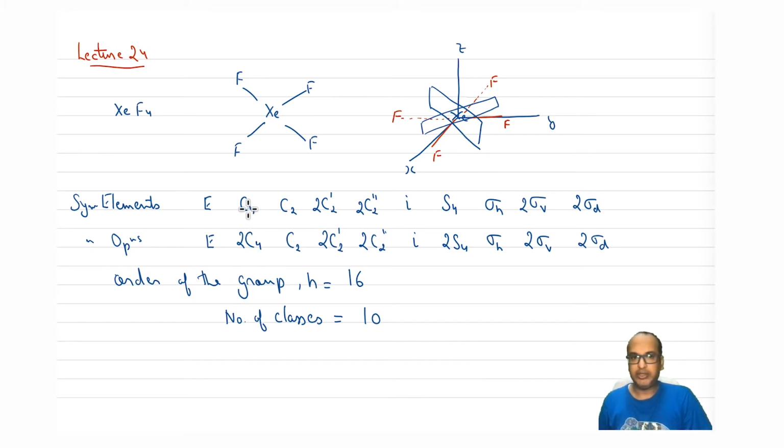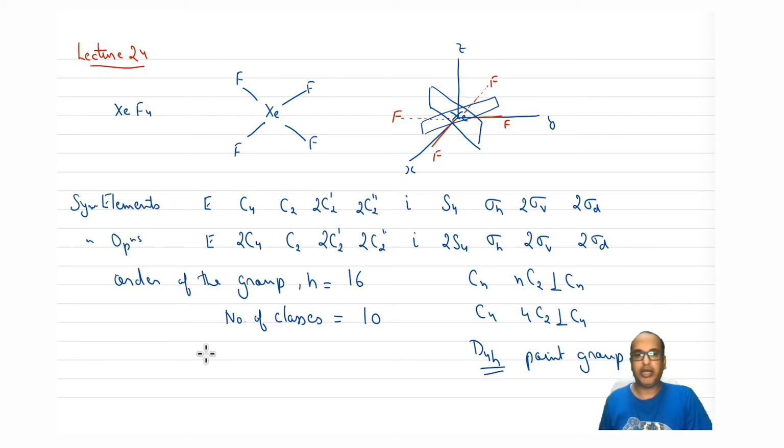Because there is one C4 axis, which is the principal axis, and we have 4 C2 axes. So there is a Cn axis and n C2s perpendicular to Cn, right? So we have C4 and 4 C2s perpendicular to C4. This will fall into the D4 point group, and because there is a sigma h present, that takes us to D4h, right? So point group calculation is very simple. So D4h point group.